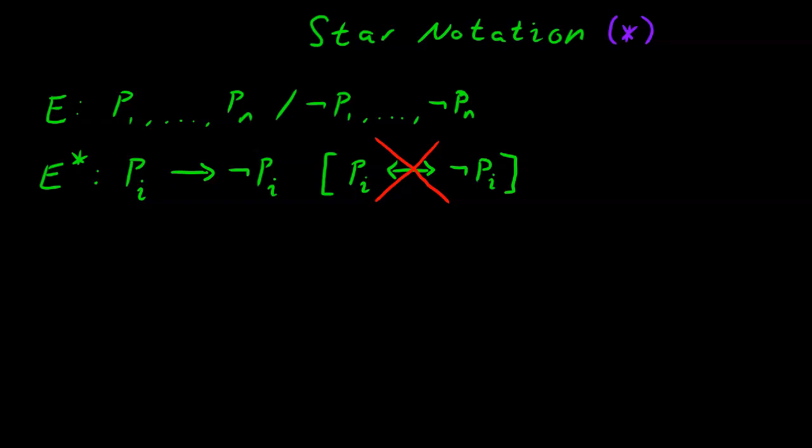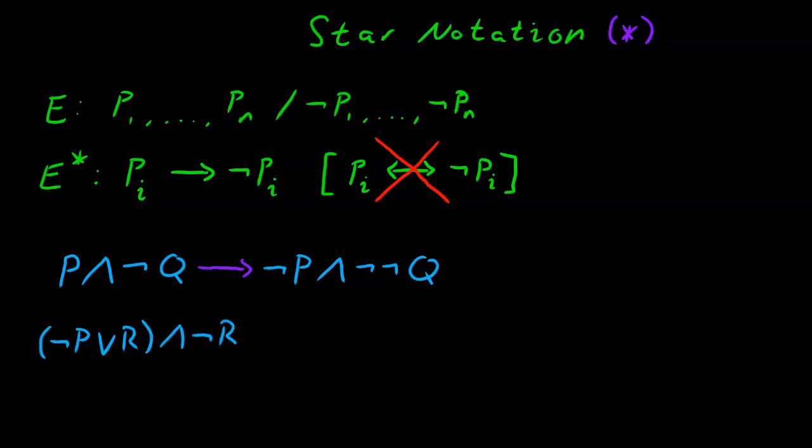Notice that this is not the same thing as swapping Pi and not Pi. Some examples could be, if E is P and not Q, then E star is not P and not Q. Or if E is not P or R and not R, then E star is not P or not R and not R.